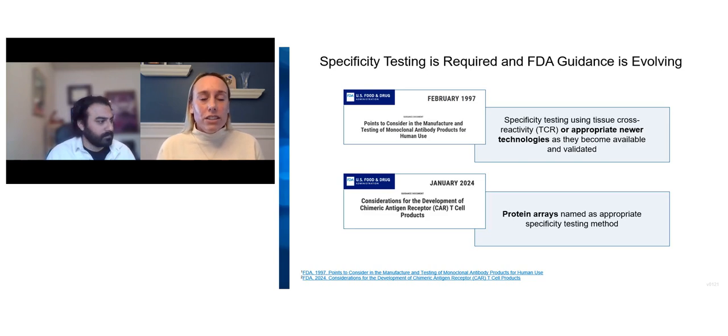And then in January of last year, FDA put out new guidance documents for CAR-T development. And here, in addition to TCR, now protein arrays are also named as an appropriate specificity testing method to evaluate the binding of the antigen binding domain of the CAR. So now this is the first time where FDA is really delineating an appropriate alternative to the TCR, namely protein arrays.